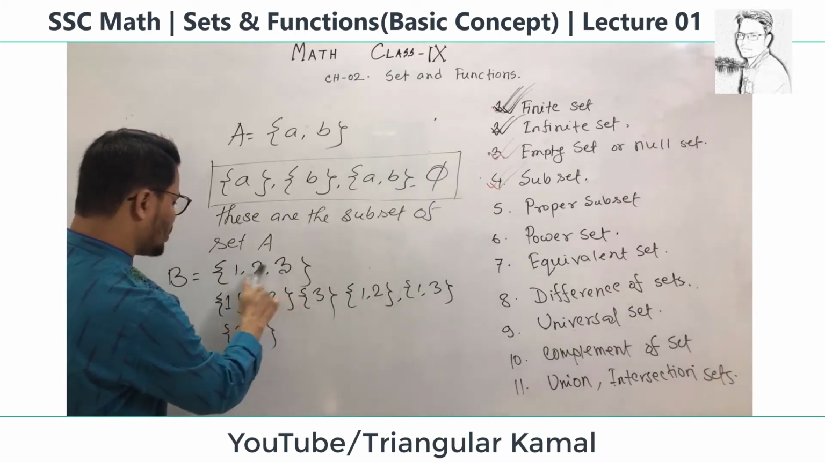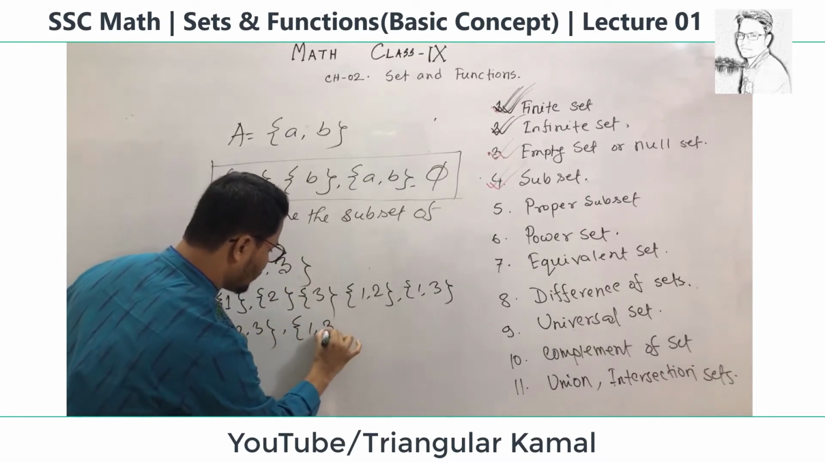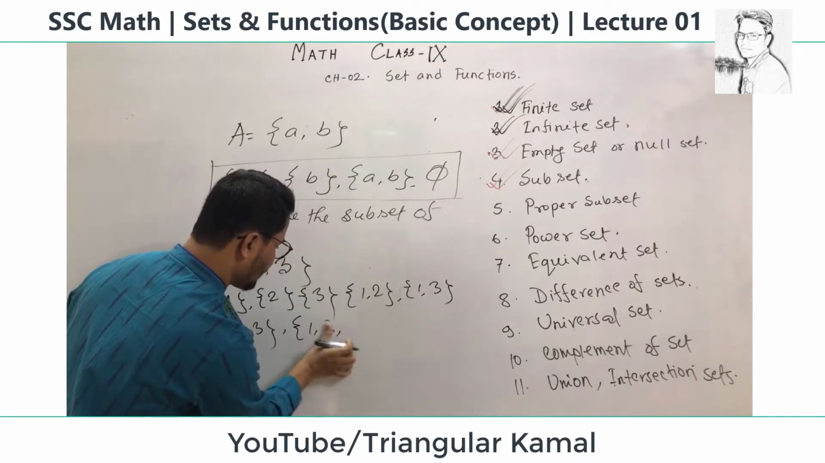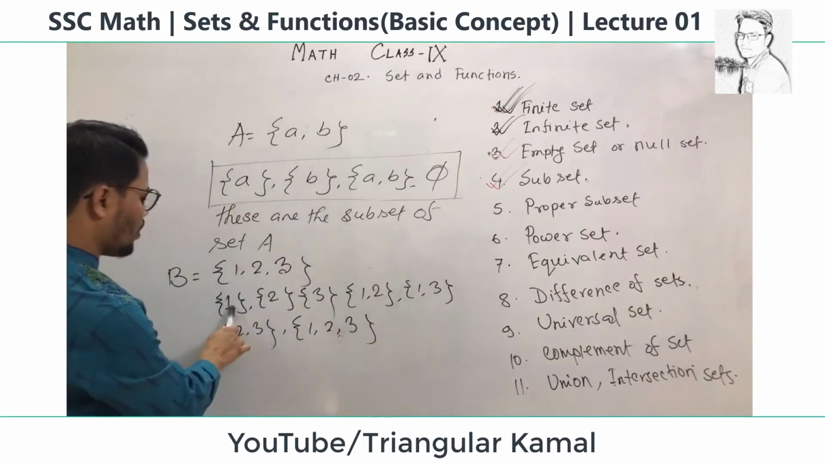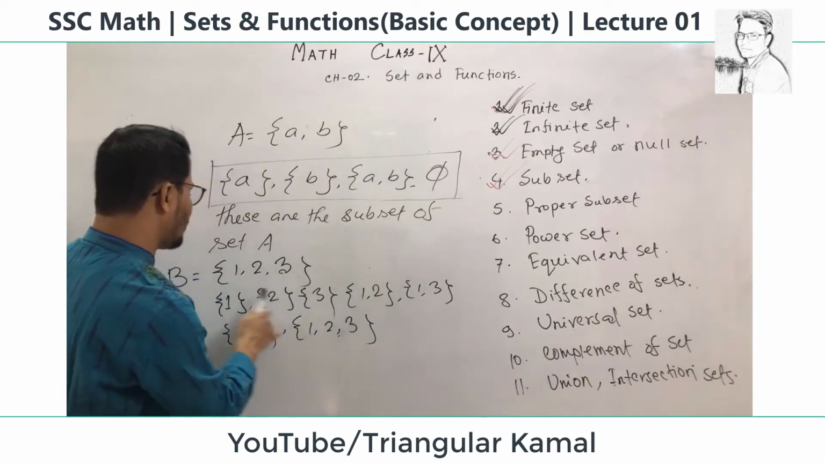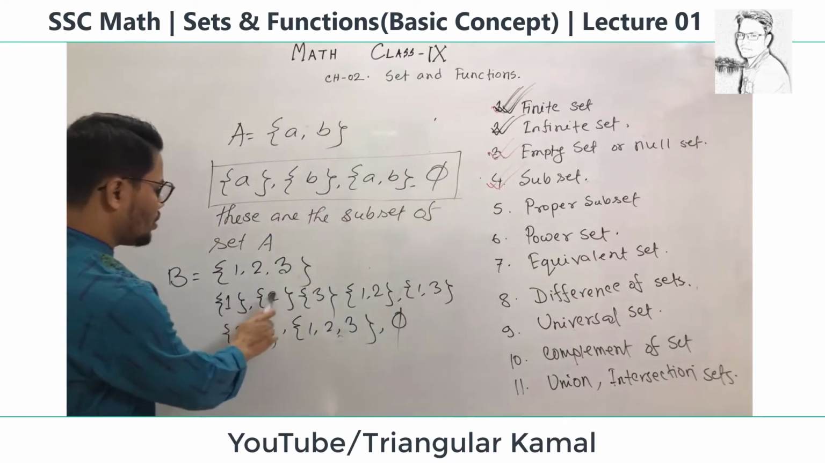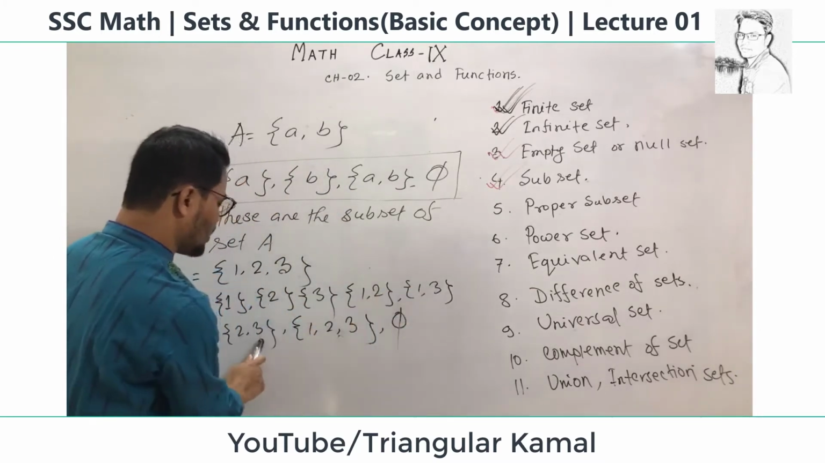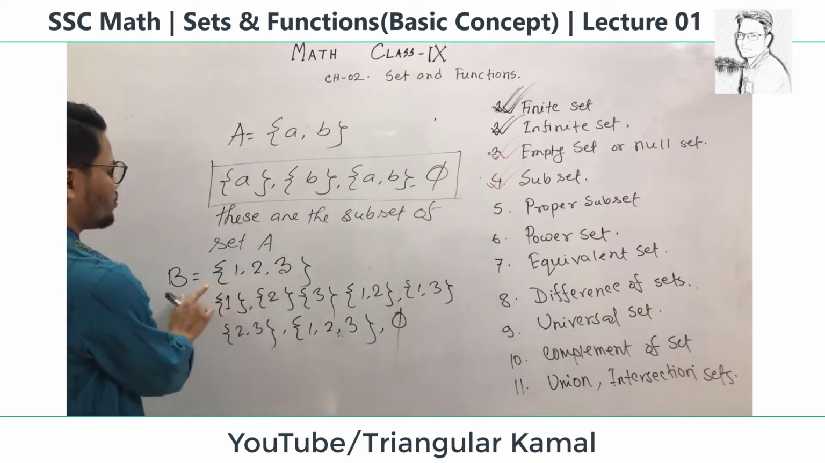1, 1, 3, 1, 2, 1, 3, 2, 3. Finally, number 2 is complete. Now number 3, 1, 2, 3. Now the single elements, double elements and triple elements, and finally the empty set. Now 1, 2, 3, 4, 5, 6, 7, 8. So there are 8 subsets of set B.